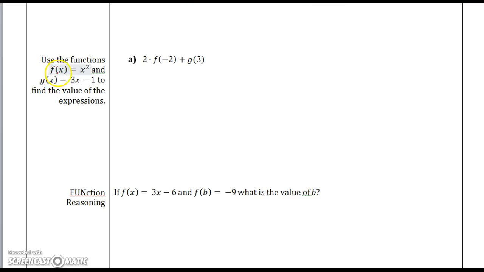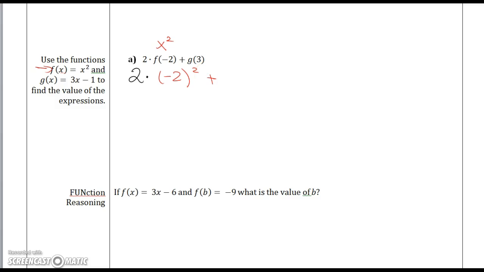All right, let's talk a little bit more about functions. Use the functions f of x equals x squared and g of x equals 3 times x minus 1 to find the values of the expression. So this 2 right here, it's fine, not really doing much for me. So I'm just going to write it. It's just 2 times, well, times what? Times the function f. So this is me calling the function f, which is this one, when I plug in -2. So f of -2, the function of -2. Well, this was x squared, but now instead of the x, I want to write -2 squared.